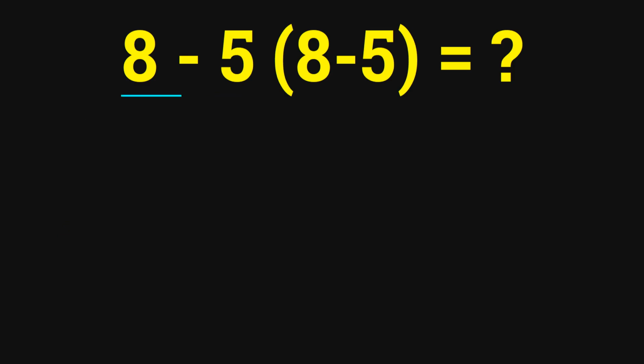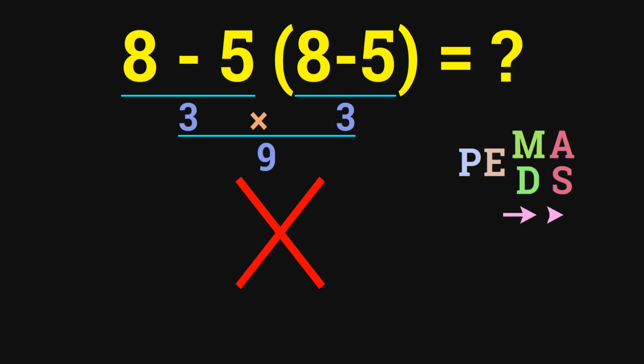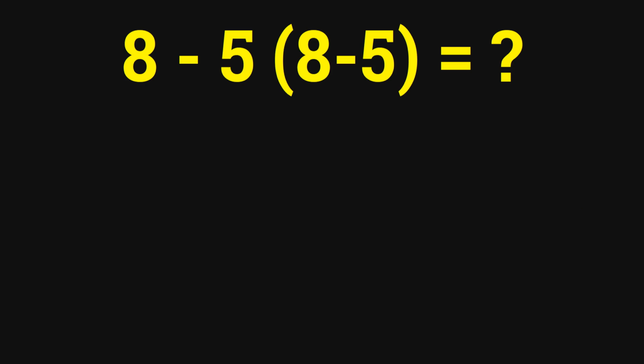8 minus 5 equals 3, and 3 times 3 gives us 9. But this answer is not correct, because according to the PEMDAS rules, we must do first the parentheses, then the exponents, the next step multiplication or division, and finally addition or subtraction. Multiplication and division have equal priority, and we have to work from left to right, and the same for addition and subtraction. Okay, let's start our solution.